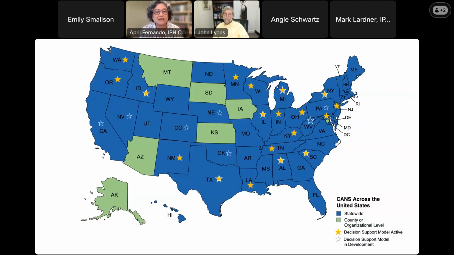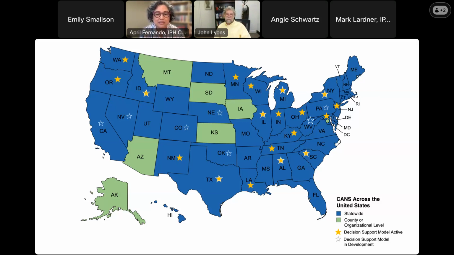So what you're going to see here is a map, and this is by no means a political map, but the dark blue states identify the states that are using the CANS statewide. So either in one sector, like child welfare, sometimes in 2, like child welfare and behavioral health, like in California. The green states represent states where there is some usage of the CANS, either at the organizational or at the county level. If you turn your attention to the stars now, you will see there are yellow stars and stars that are outlined in white. And some states have both.